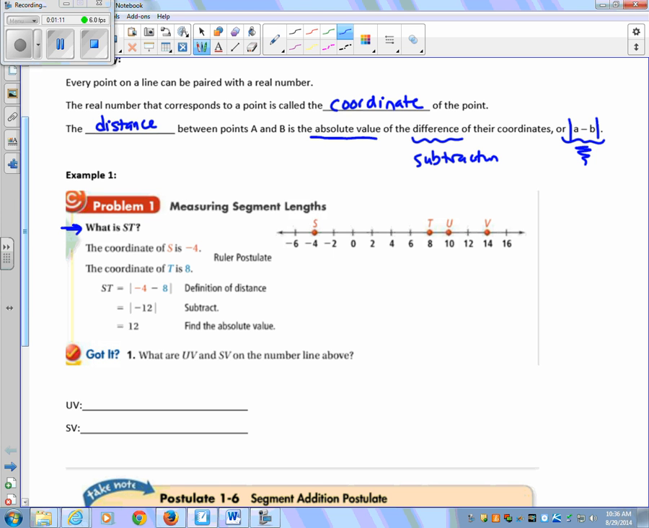question, what is ST? Now notice, ST does not have a symbol over it. We're not talking about ST, line segment ST. We're talking about just ST with no symbol, which, if we remember, means the distance from S to T, or the length of segment ST. So we're finding the distance here.